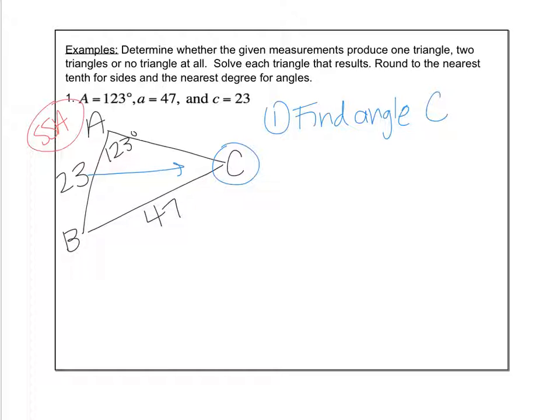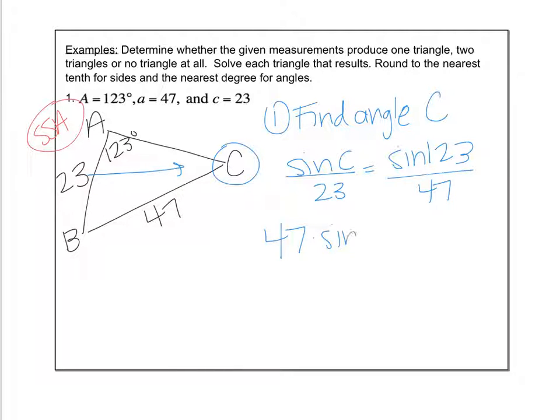And you'll just have to look at your picture and see which one you have across from a given side. So that's going to be the sine of C over 23 equals the sine of 123 over 47. We cross multiply. 47 times the sine of C is equal to 23 times the sine of 123. And then we have to start getting C by itself. So we're unwrapping. We're going to divide by 47 first.